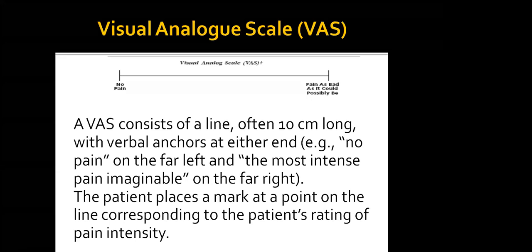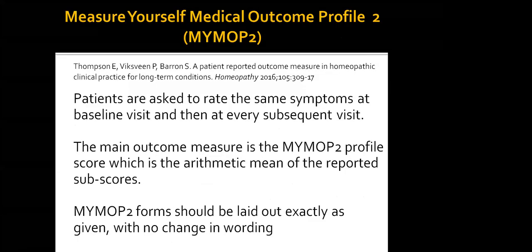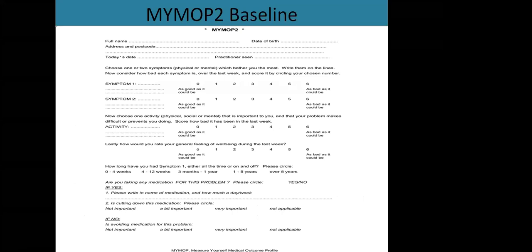The second is the Measure Yourself Medical Outcome Profile 2 score. In a previous webinar, Dr. Rosa, Scientist 2 from CCRH, also stressed this scale. It has 2 forms, one at baseline and the other at follow-up. There are symptom 1, symptom 2, the activity score, and the general well-being score. The doctor asks each patient to list his or her 2 most bothersome symptoms, the most troublesome symptoms, and we ask the patient to rate them on a 7-point numerical rating scale from 0 to 6. 0 means as good as it could be, and 6 means as bad as it could be, for symptom 1 and symptom 2.